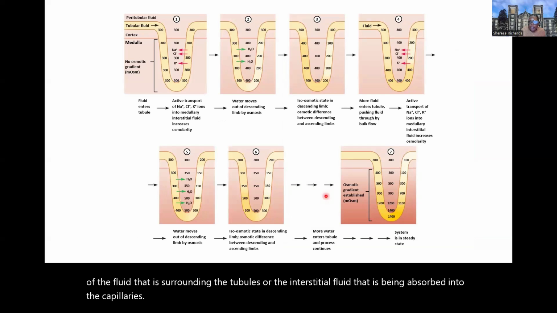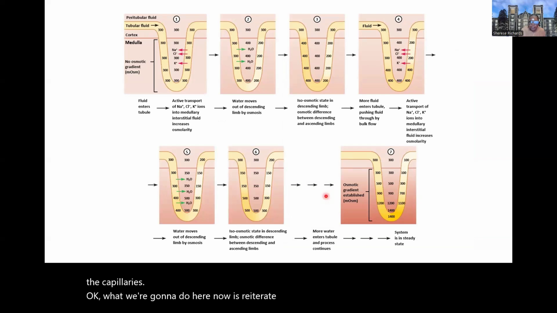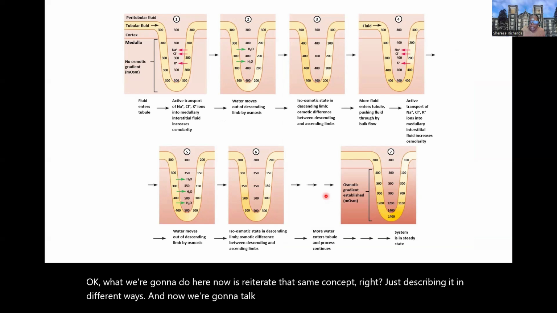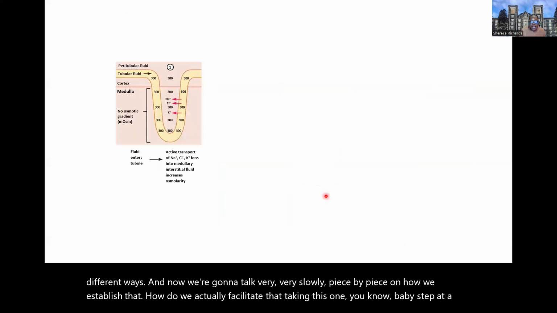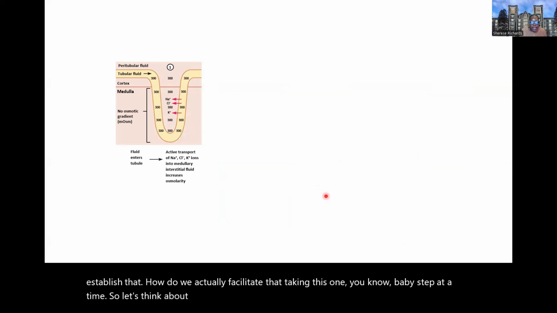What we're going to do here now is reiterate that same concept, just describing it in different ways. And now we're going to talk very, very slowly, piece by piece, about how we establish that. How do we actually facilitate that, taking this one baby step at a time? So let's think about the initial process.